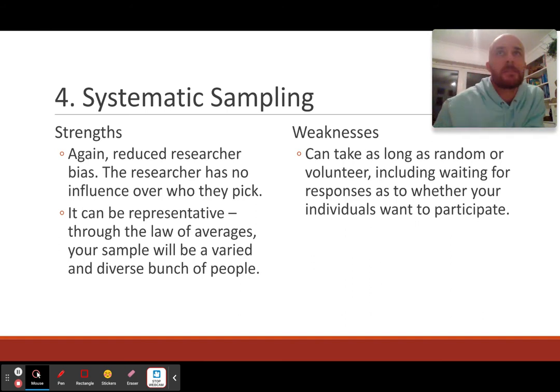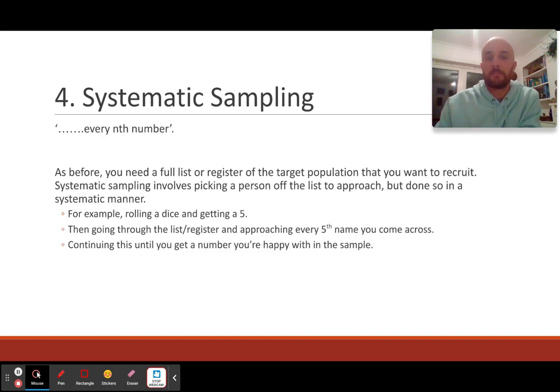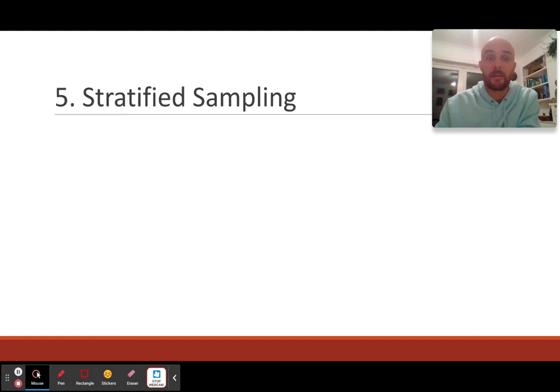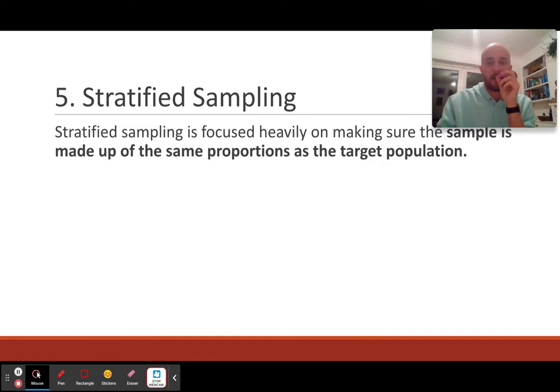Now, the thing that really irritates me most about sampling methods is people see every nth number, and for some reason, they get it confused with stratified sampling. Systematic is to do something systematically, to do it consistently and equally, every nth number. Stratified sampling is all to do with strata, which are subgroups, something completely different. So, stratified sampling is very simple, even though students overcomplicate it.